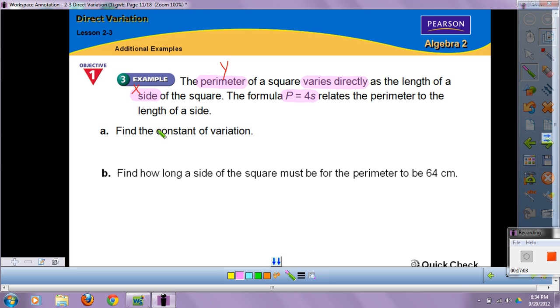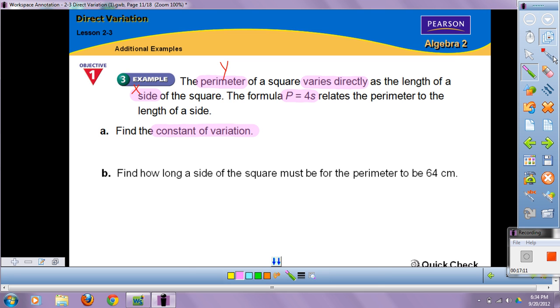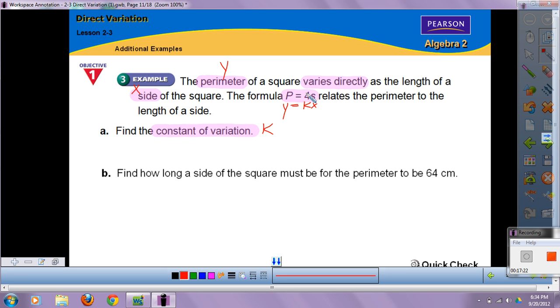So they want us to find the constant of variation. Remember, constant of variation, that's your k. Well, if your formula for direct variation is y equals kx, then your k is just the number in front of your x. In this case, our x is s, our side length. So our k is simply 4. No math to do there.